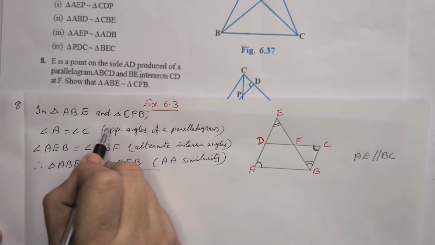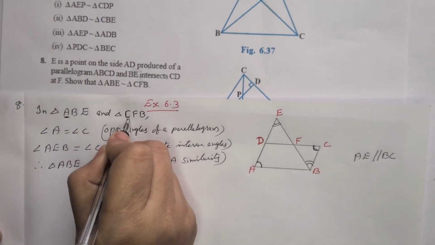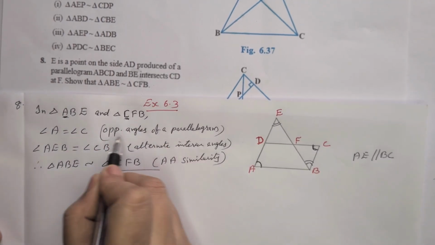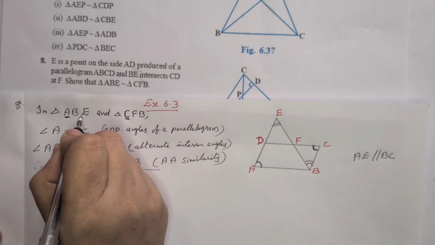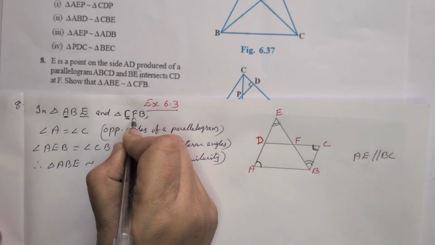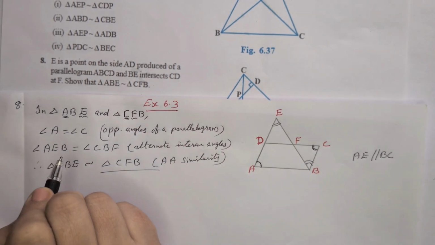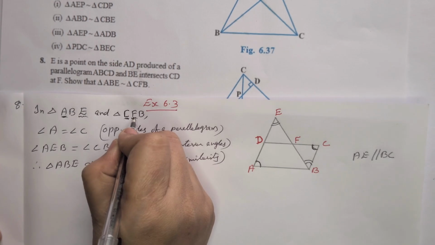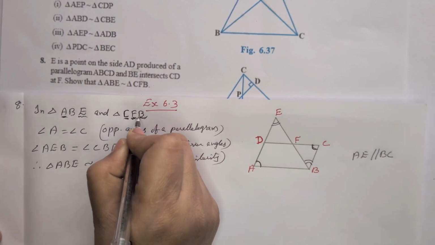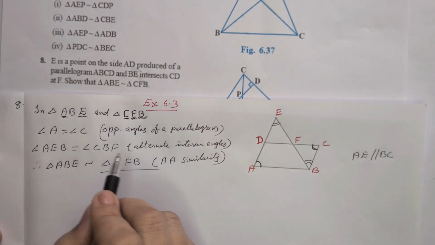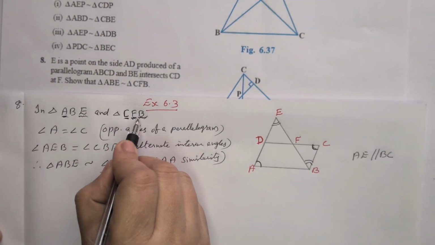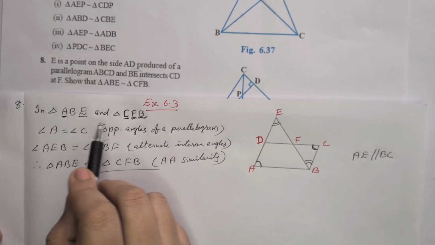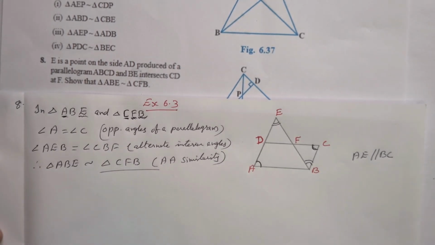Here angle A is equal to angle C, these two angles, opposite angles of a parallelogram. Then angle E is equal to angle B. Sorry, not angle F, angle B. Angle E is equal to the last letter, angle B. So correspondingly we got two angles equal, which means these two triangles are similar by AA similarity.